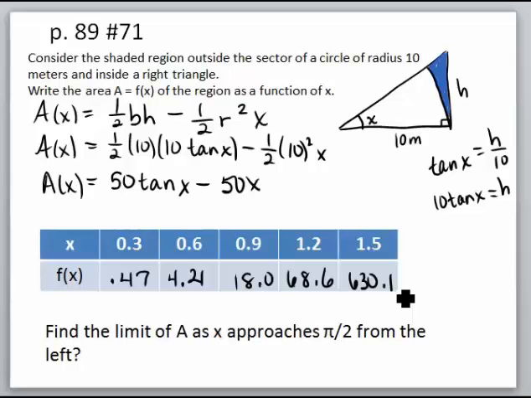The last thing we're going to do is find the limit as x approaches pi over 2 from the left. Remember, pi over 2 is approximately 1.57, so we're looking at this chart, and from the left, what's happening? These numbers are getting bigger and bigger and bigger, so the limit is going to be infinity.